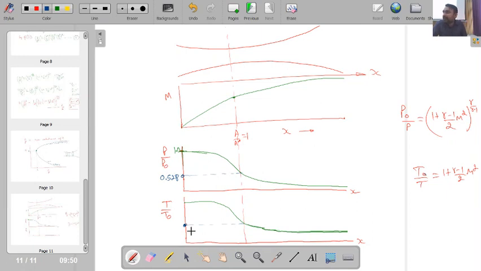And what about T by T naught? T by T naught is 0.833. So it means that corresponding to A by A star equal to 1, I will be having the ratio of P by P naught as 0.528 and ratio of T by T naught as 0.833. Okay, so is this point clear?